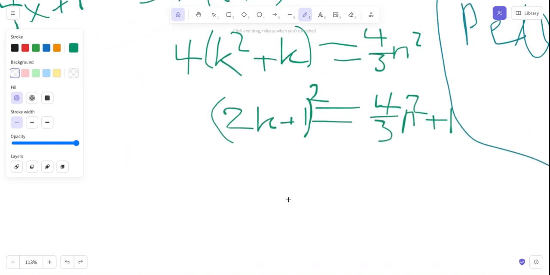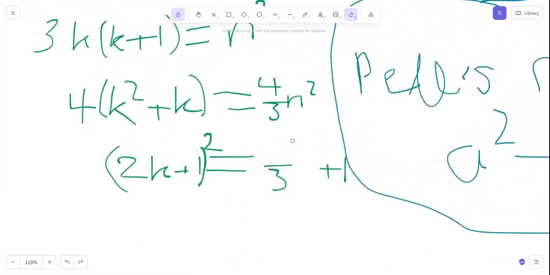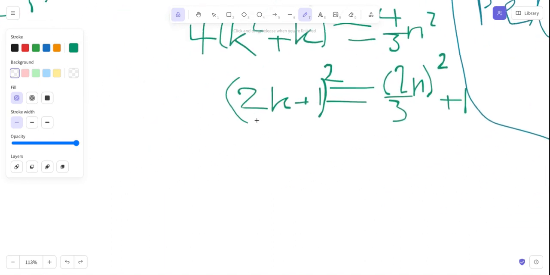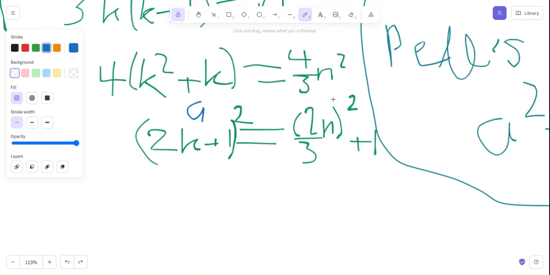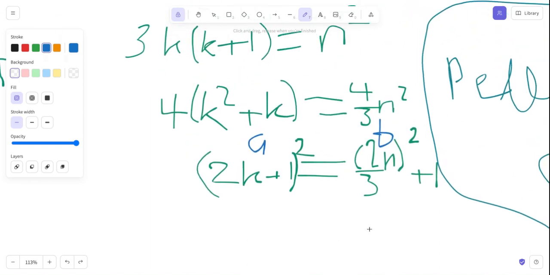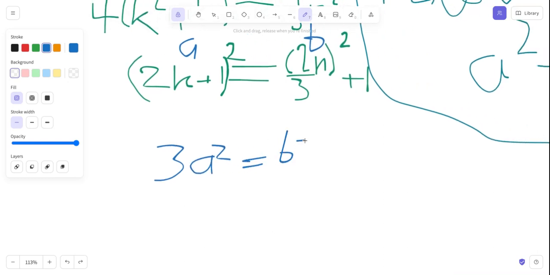All right, so we can also substitute 2n squared, since 4n squared is just 2n squared. Let me use a different color and call these A and B. If you multiply both sides by 3 again, you get 3a squared equals b squared plus 3.